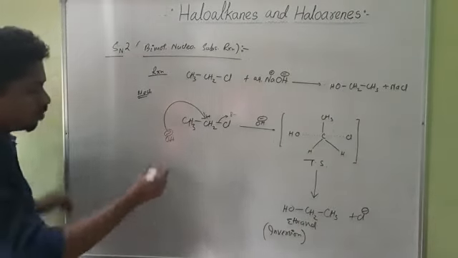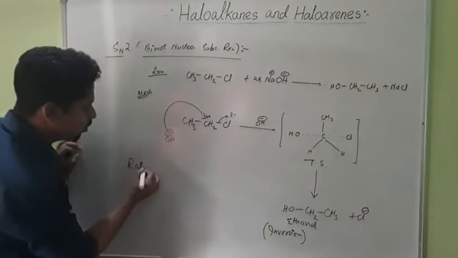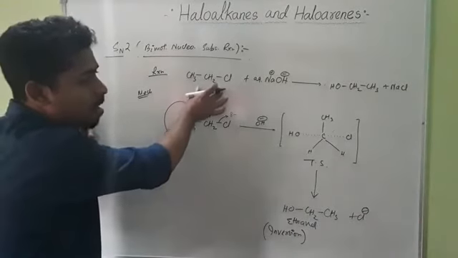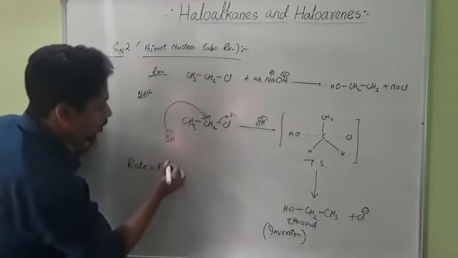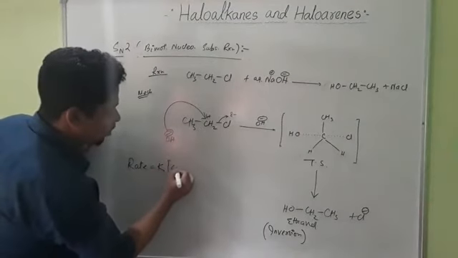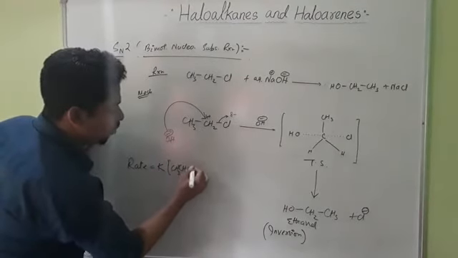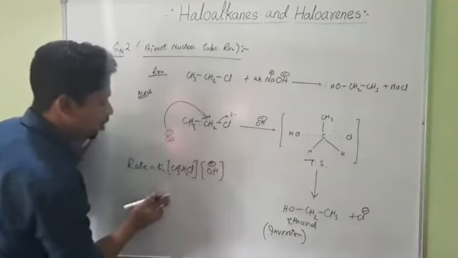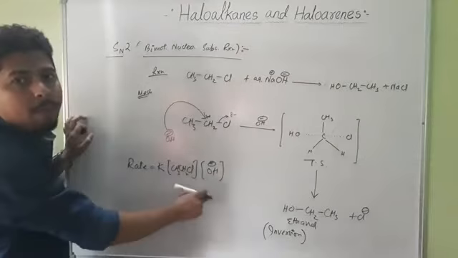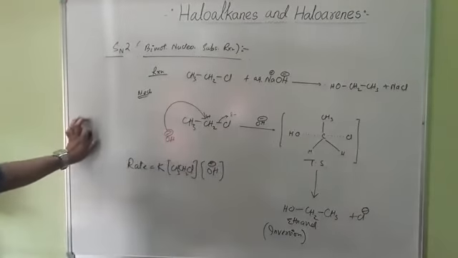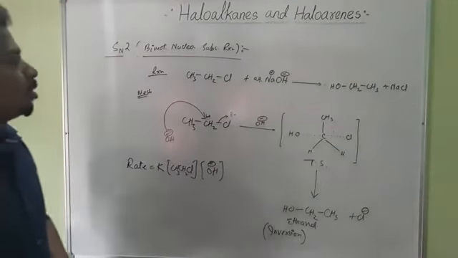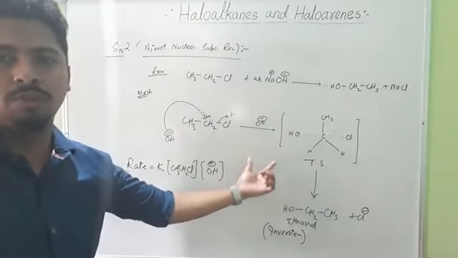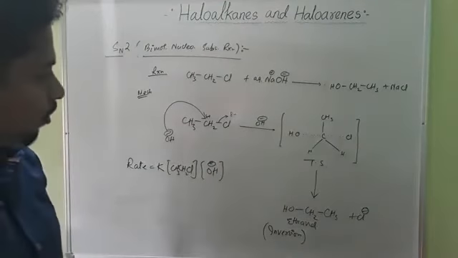So in this reaction we have seen that the rate of the reaction is dependent upon both reactants, both the alkyl halide and the nucleophile. So the rate will depend upon CH3CH2Cl and OH minus. That's why this is bimolecular. That's why this is a bimolecular nucleophilic substitution reaction. So this is the reaction and this is the mechanism of the SN2 reaction.